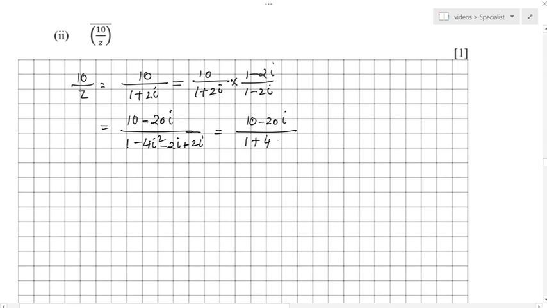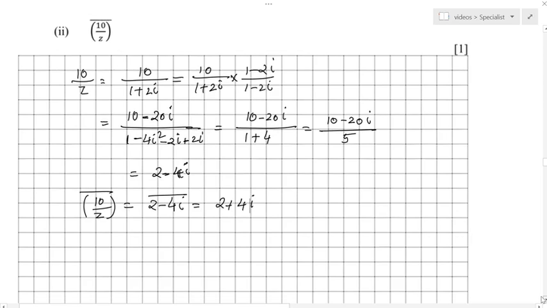So that becomes 1 plus 4, which gives 10 minus 20i divided by 5, and the final answer, I mean, 10 over z is equal to 2 minus 4i. Therefore, if you take its conjugate, you do this, and the answer is 2 plus 4i. So simple enough, and let's move on to the next question.